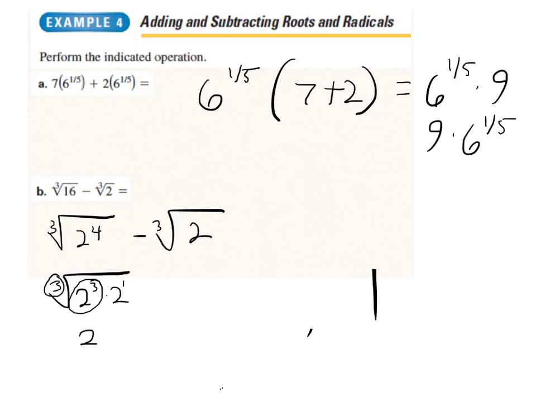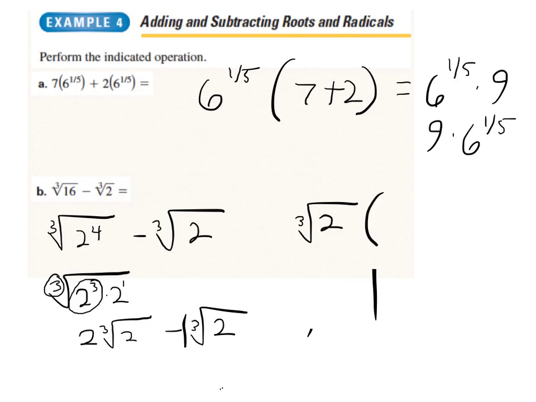So that means that I get to pull a 2 out and write 2 cube root of 2 minus the cube root of 2. Now we can say, well, this coefficient has to be 1, so I can factor out the cube root of 2, and I've got cube root of 2 times 2 minus 1, which, 2 minus 1 is 1, so all we're left with in the end is just the cube root of 2. Okay?